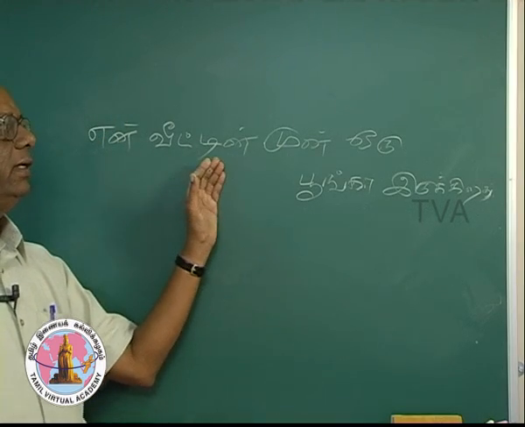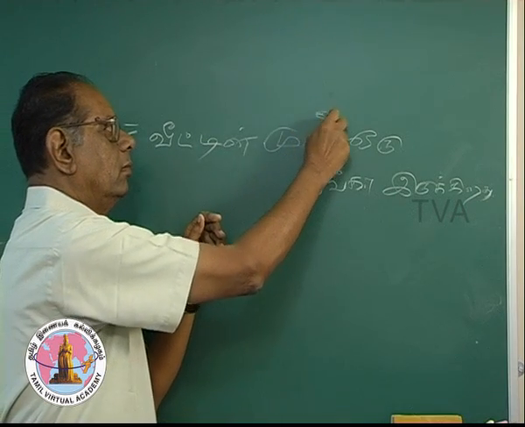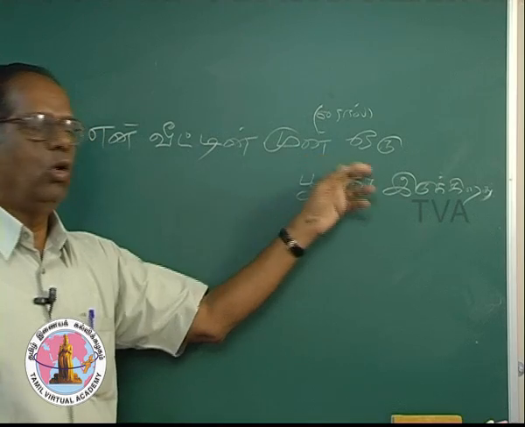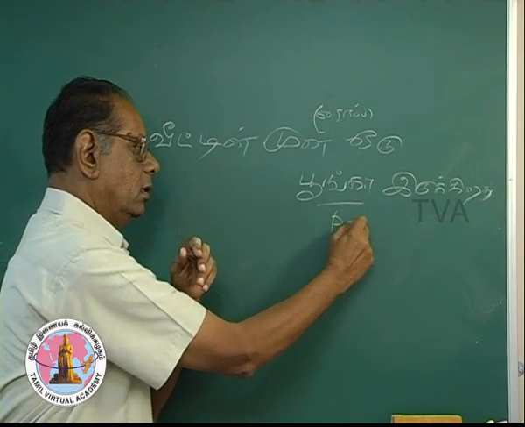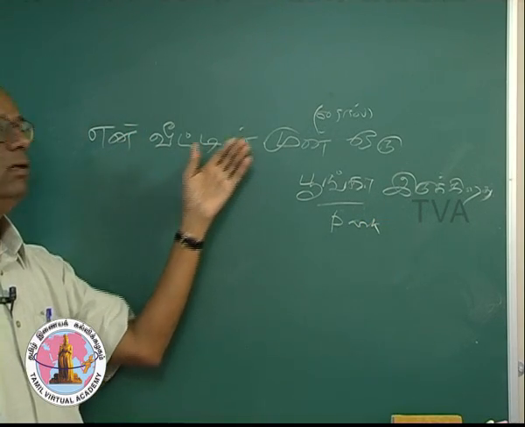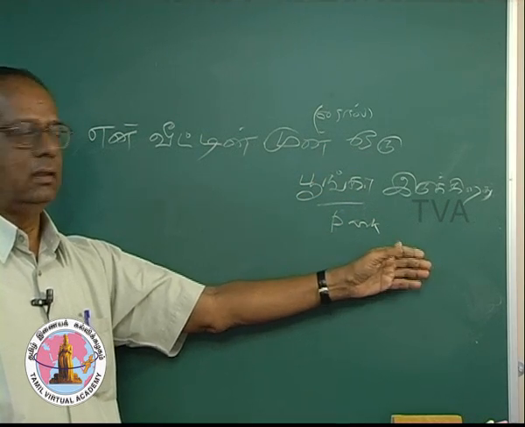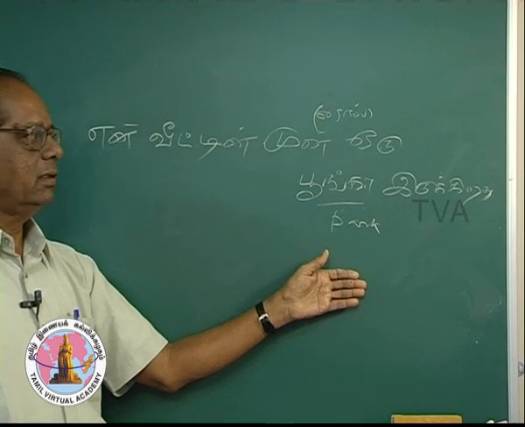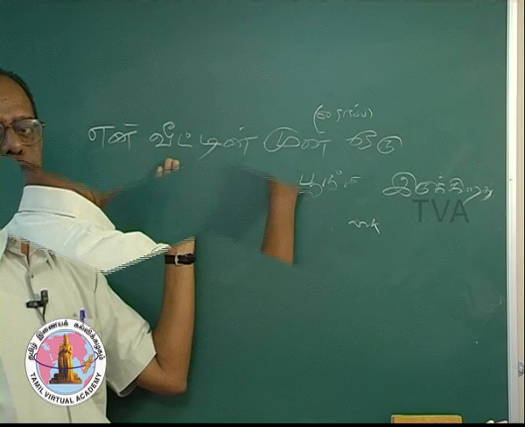என் வீட்டின் முன் or முன்னால். ஒரு பூங்கா, park. என் வீட்டின் முன்னால் ஒரு பூங்கா இருக்கிறது. என் வீட்டின் முன் ஒரு பூங்கா இருக்கிறது. There is a park in front of my house.